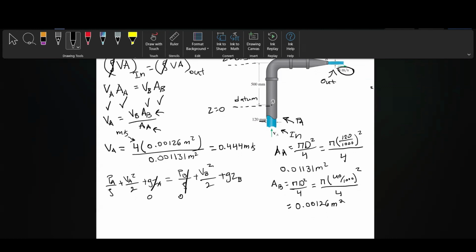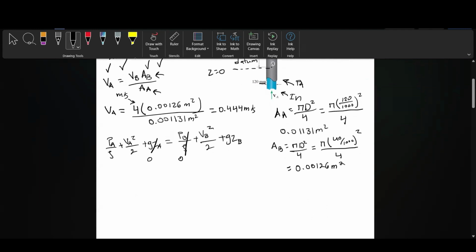So 0, 0. Let's see what we have left. PA, we're looking to find. VA we know, VB we know, G ZB we know. So if we simplify this, the pressure at A becomes VB squared minus VA squared over 2 plus G times ZB. And then we're going to multiply this by rho, which comes from here.